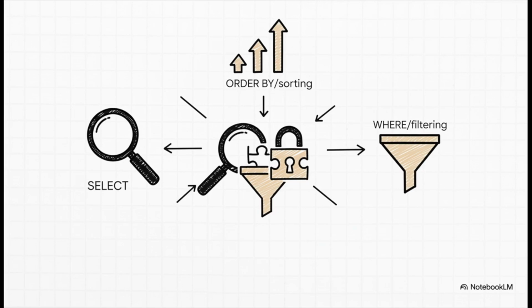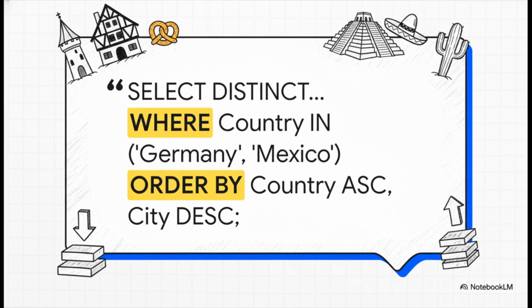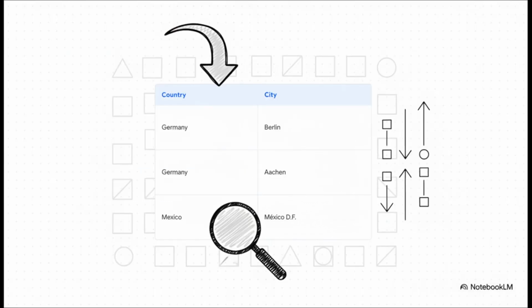Okay, you ready for the final step? Let's combine everything we've just learned. Just remember the order. Pick your table, filter it down, select your columns, then sort. This one's a bit more complex. It finds unique cities in Germany and Mexico, then sorts them. And there's the final result. Precise, filtered, and sorted data.